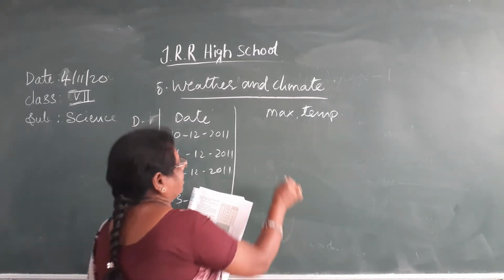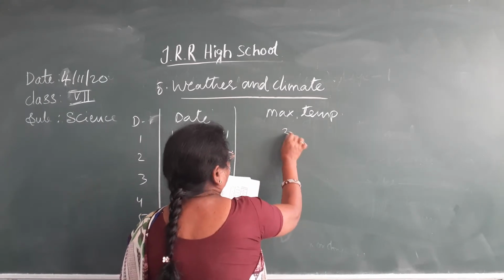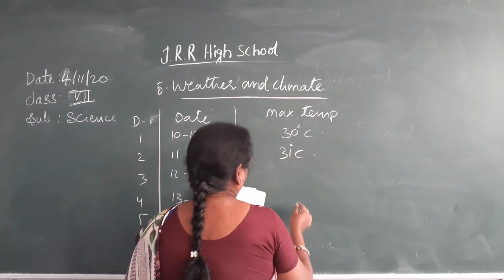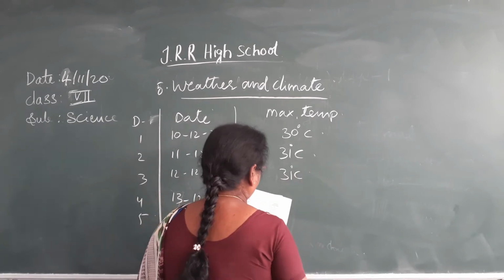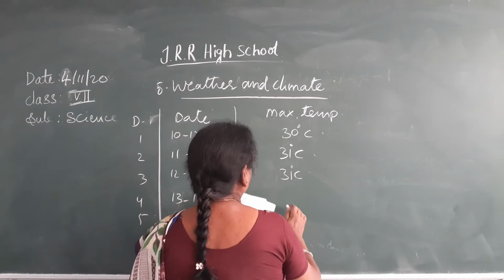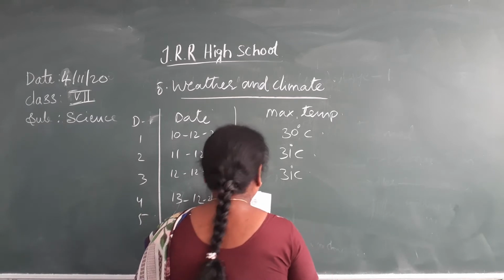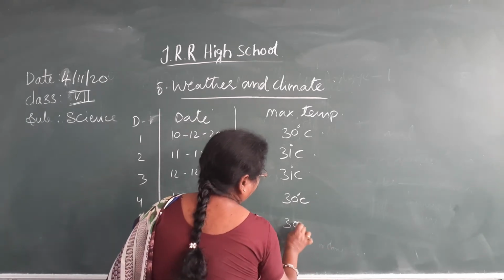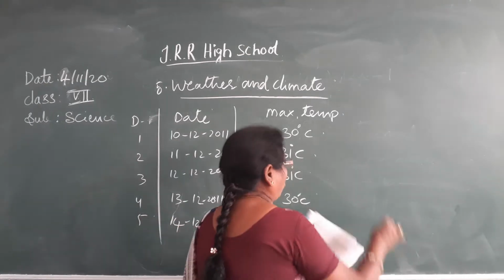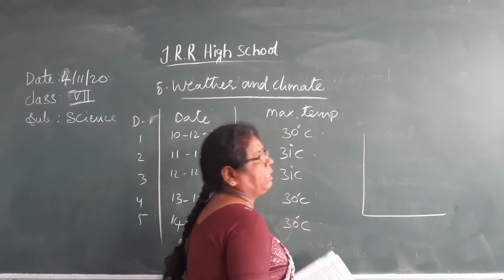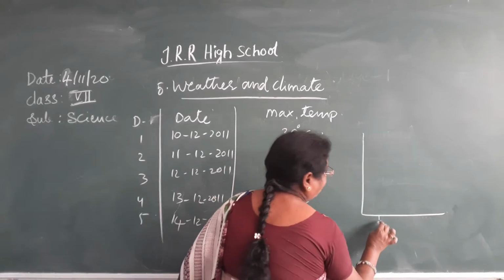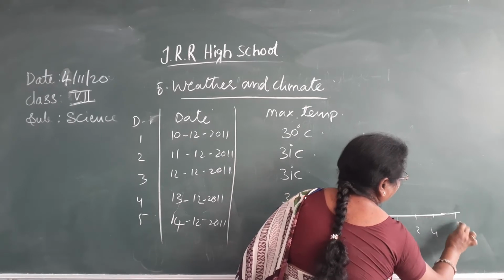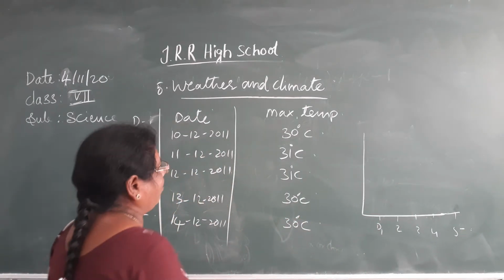Here the temperature is given. First day temperature is 30 degrees Celsius. Second day the temperature is 31 degrees Celsius. Third day temperature is again 31 degrees Celsius. Fourth day temperature is 30 degrees Celsius. Fifth day temperature also is 30 degrees Celsius. Now how to plot? Take the graph paper. On one side you write down day 1, 2, 3, 4, 5.